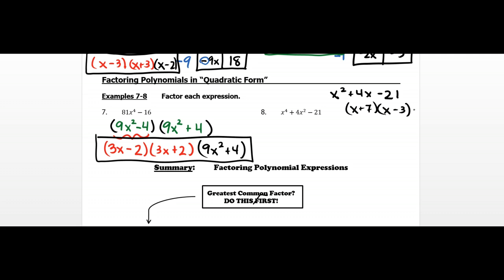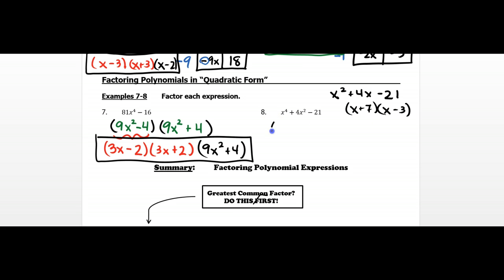Now what I've done is, instead of giving you an x squared and an x, I've given you an x to the 4th and an x squared here. Okay, so really we can use the same rule to factor this type of trinomial here. As long as the first term's exponent is twice that of the second term's exponent, you can use the same rule that we did with quadratics.